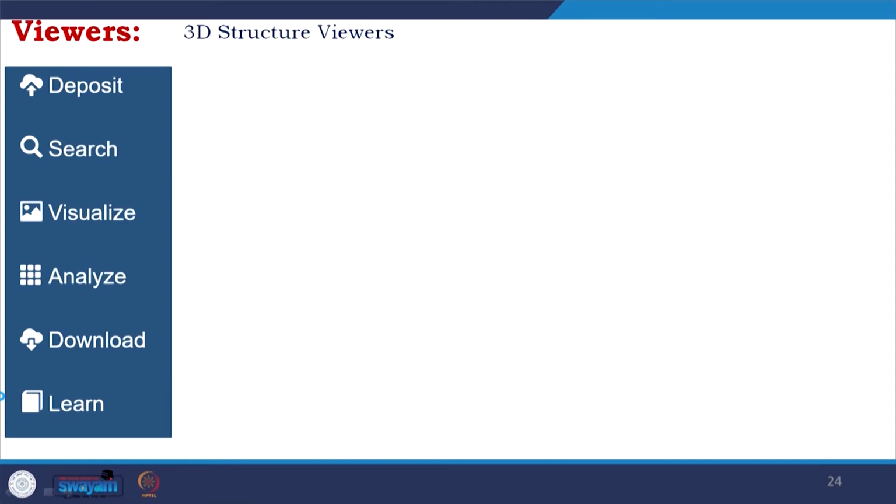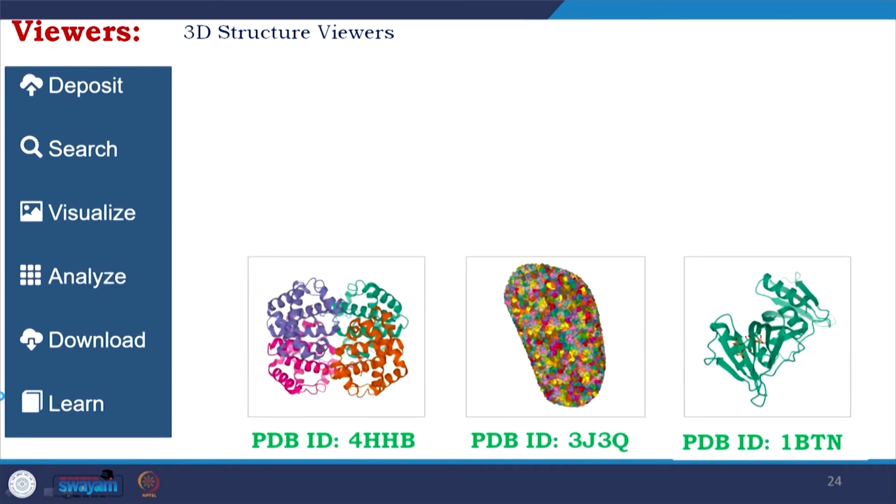Viewers means the platform to make the view. So, one is the 3D structure viewer, like you could see here, there is PDB ID 4HHB showing an X-ray crystal structure, 3J3Q showing a cryo-electron microscopy structure, and 1BTN as an NMR structure. So, to visualize them you need a platform. I am not talking much here because in the next module, an entire module, we are talking about the visualization, calculation, structure factors and all these things.